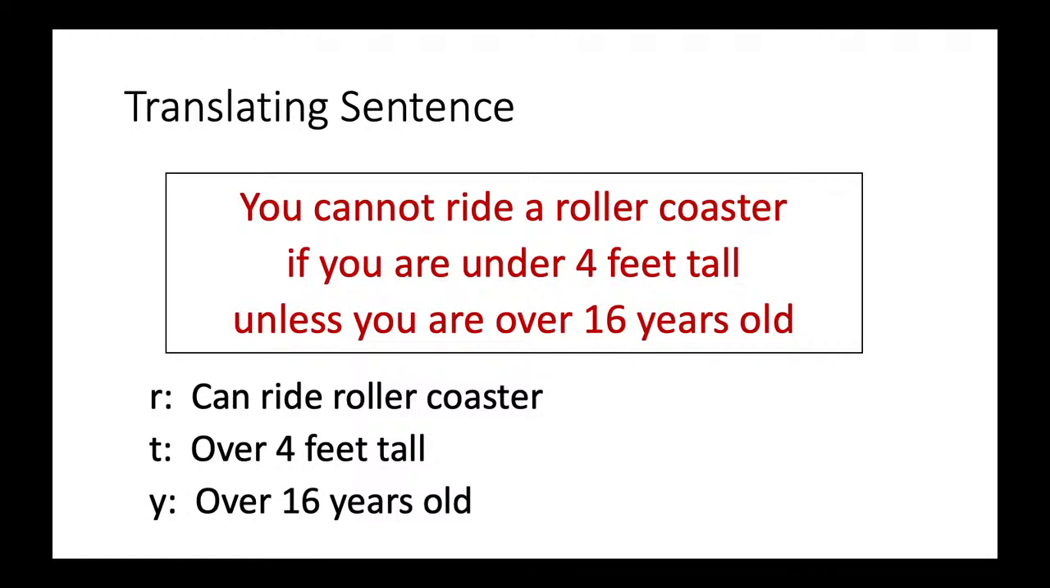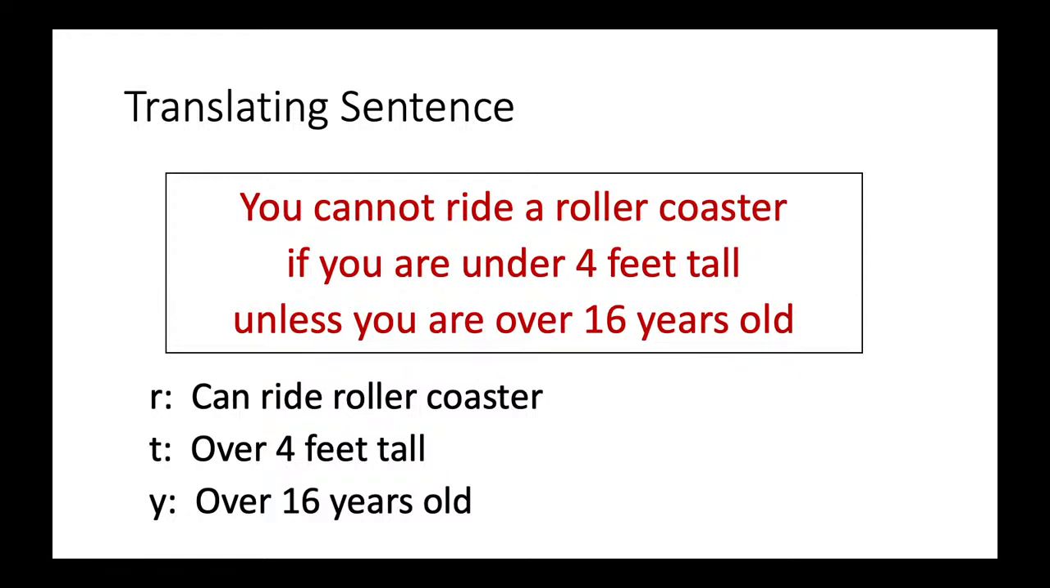So let's see. This is an example in the lecture note. It says that you cannot ride a roller coaster if you are under 4 feet tall unless you are over 16 years old. So let's say this is a rule. If you are not tall enough, so you're too short, you should not ride a roller coaster. But on the other hand, if you are 16 years old, then you can take care of yourself, so we won't have any restriction about the height problem.